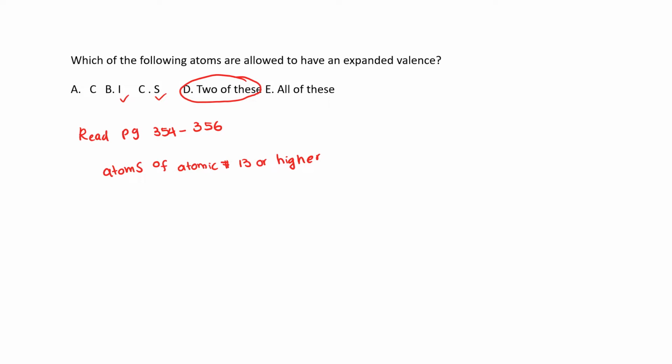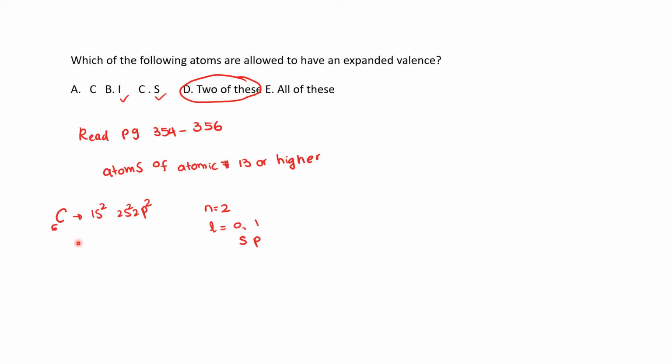Which of the following atoms are allowed to have an expanded valence? Expanded valence means it can accept more than 8 electrons. You can read these pages in your textbook for further information. So let's discuss this expanded valence. Generally, the atoms that have atomic numbers 13 or higher can have expanded valence. So let's analyze one by one.